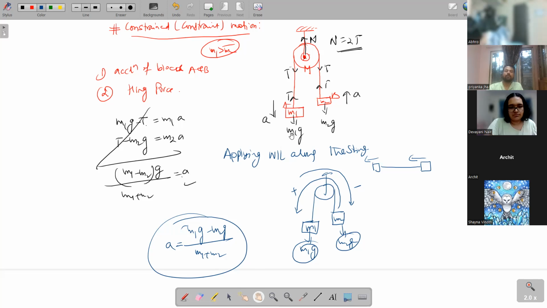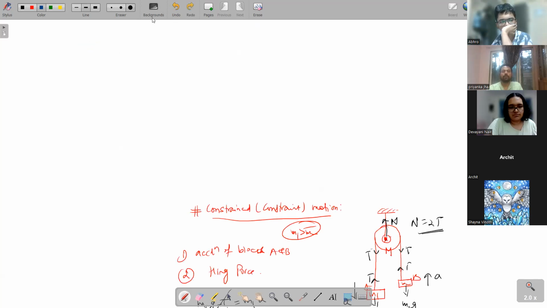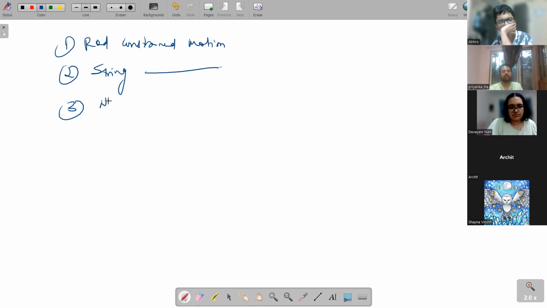Okay, now let's move to constraint motion. We have three types of constraint motion. First one is rod constraint motion. Second is string constraint motion. And third is wedge constraint motion. Now, first I will talk about rod constraint motion.